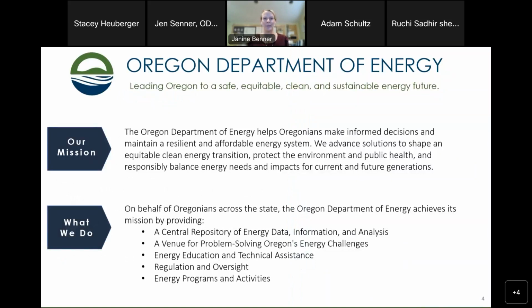So before we jump in, a quick introduction to the Oregon Department of Energy, or ODOE, as you might hear us referred to. On this slide, you will see our vision, mission, and what we do. Our mission is to help Oregonians make informed decisions and maintain a resilient and affordable energy system. We advance solutions to shape an equitable clean energy transition, protect the environment and public health, and responsibly balance energy needs and impacts for current and future generations.